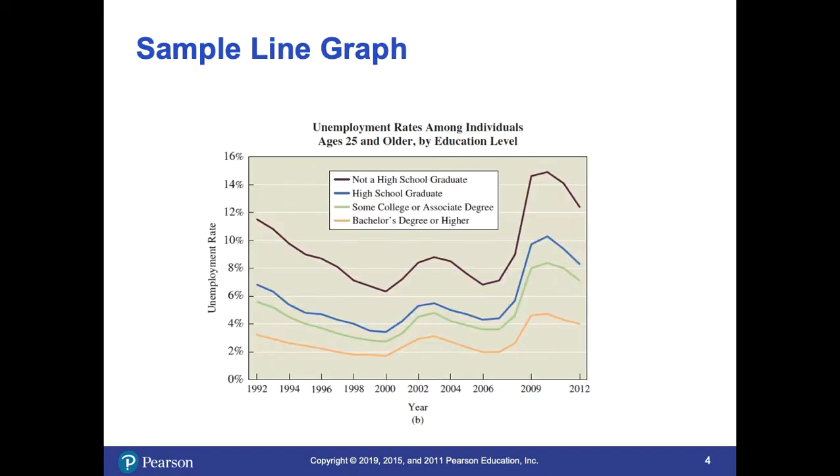We also have sample line graphs where this is a little bit different information, but we have unemployment rates among people ages 25 and older by education level. So you'll notice that the unemployment rate is much higher for people that don't even graduate high school, and the unemployment rate is much lower for people that actually have a bachelor's degree or higher.